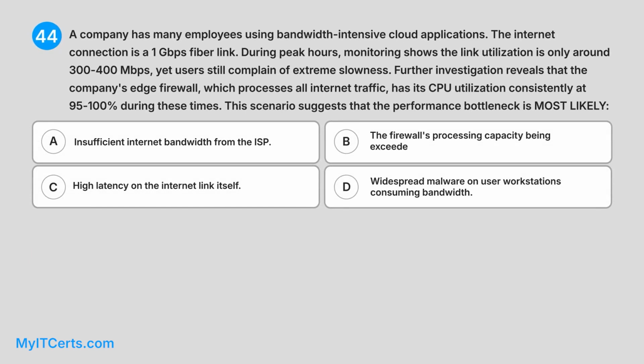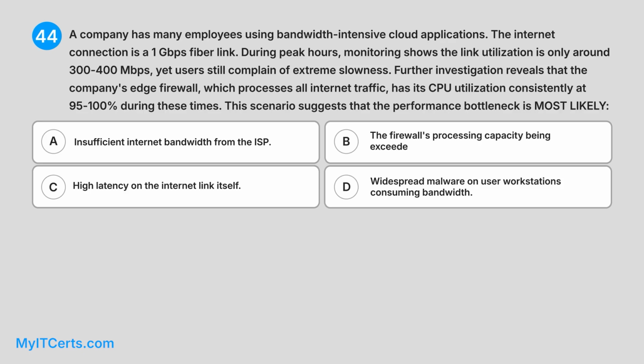44. A company has many employees using bandwidth-intensive cloud applications. The internet connection is a 1 Gbps fiber link. During peak hours, monitoring shows the link utilization is only around 300 to 400 megabits per second, yet users still complain of extreme slowness. Further investigation reveals that the company's edge firewall, which processes all internet traffic, has its CPU utilization consistently at 95 to 100% during these times.